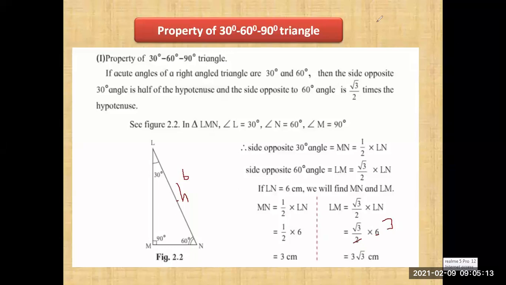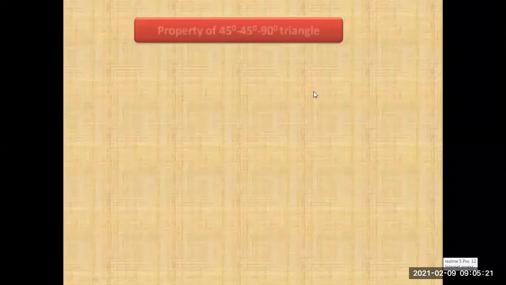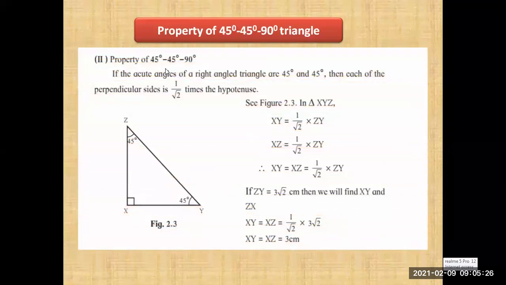Now, the second property, that is the property of the 45, 45, 90 degree triangle. If the acute angles of a right angle triangle are 45, 45, see, one angle is 90 degrees and the other two angles are 45, 45, then each of the perpendicular sides, see students, this one is our perpendicular side, this and this two are perpendicular sides, each side is equal to 1 by root 2 times the hypotenuse.